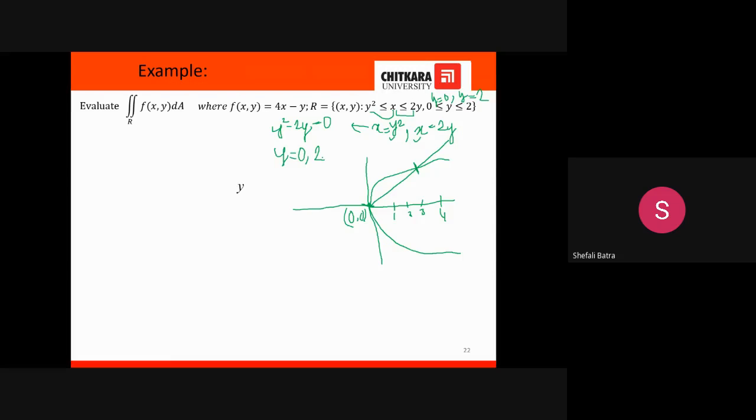Right? And if y is equal to 0, then x would be 0. And if y is equal to 2, then x would be what? x is equal to 4. So the points of intersection would be 0, 0, and this would be your 4, comma 2. 4 is x and 2 is y. So probably this point would be your 4.